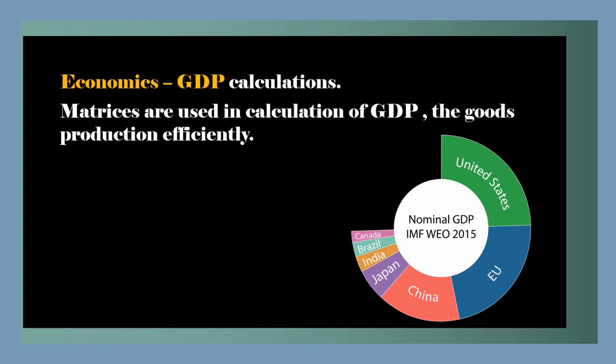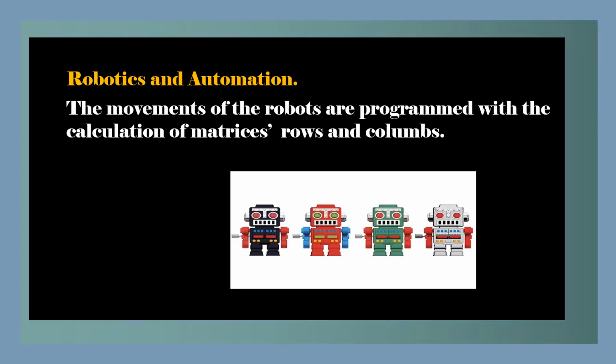In economics, when they are trying to find the GDP, there they use matrices. They are using matrices to have the goods production efficiently. When they are trying to find the movements of the robots, in robotics and automation, matrices are used. See, they fix a line as a vector and they try to adjust the vector such that the direction or the movement or the frequency of the robots will be changed.